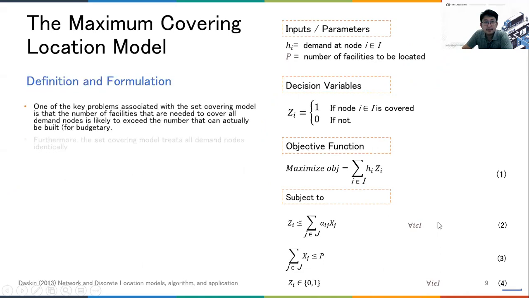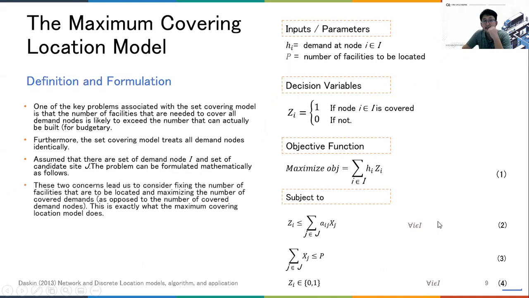Okay, that one is set covering location problems. In several conditions, we cannot really assume that we can cover all the locations. For example, for ambulance location, we may need to pick where we can put the ambulance facility, and some areas may not be covered, right?